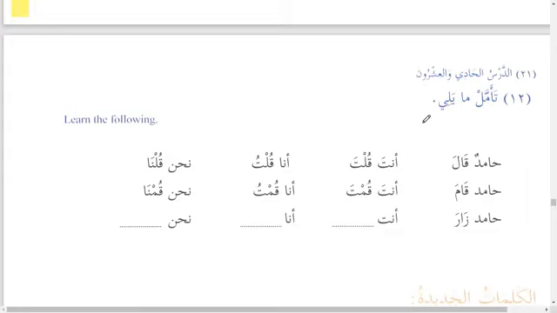So this is where we have to figure out why it has become qulna, why we have dhamma over there, and how these changes take place. As of now, we will only look at it as we see here: Hamidun qala, anta qulta, ana qultu, nahnu qulna. From the sixth one, the only reason I will tell you why it has changed into qulna is because it is from bab nasara yansuru.